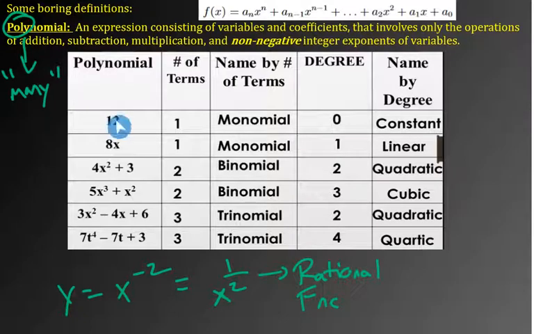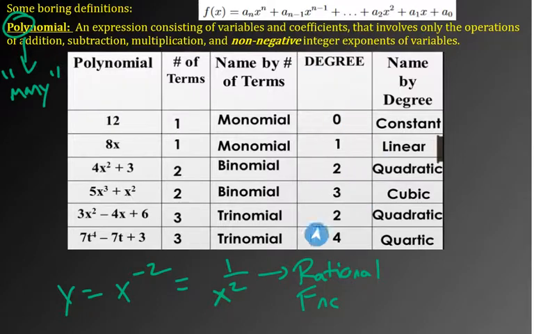But if you only have 1 term, mono means 1, we could call that a monomial. If you have 2 terms, bi means 2, so it's binomial. 3 terms, tri means 3, trinomial. And anything after that, we'd usually just say polynomial. But technically, all of these are also polynomials. It's just that these have more special names to be even more informative as to the number of terms in the expression.